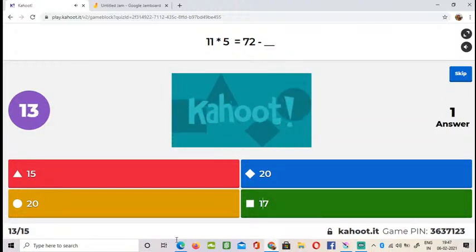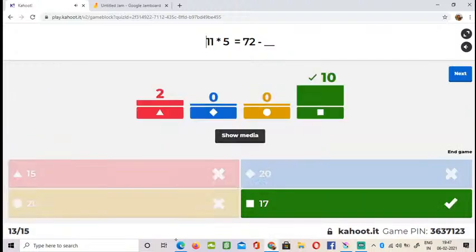Beautiful answers. Only one answer with me till now. The time's up. Okay. So 10 correct answers and 2 wrong answers. So 11 5s are 55. So 72 minus 17, you get 55. So your equation is going to come true. That's good. So now let's see the scoreboard.